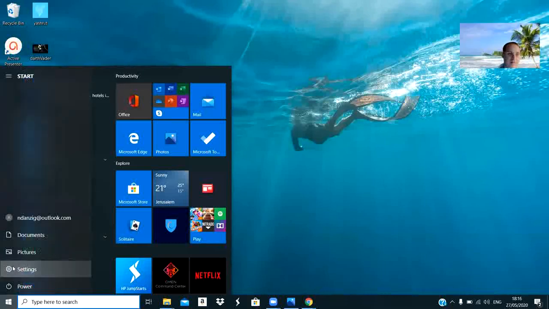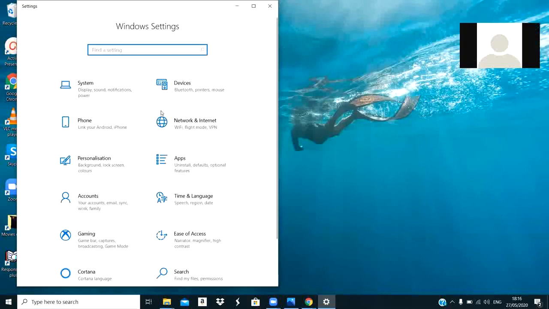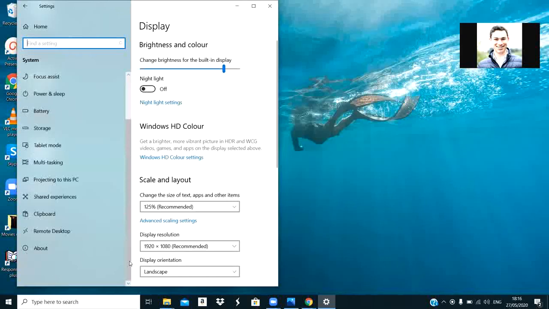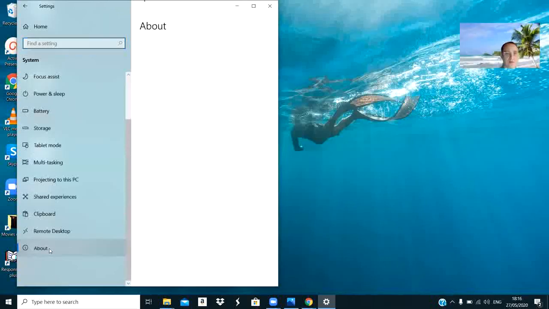It's called About PC, I think. Then you go to system. No, just type in About PC in the search in the start menu. Then all the way down is About, and more. The last one, you have to scroll down more. About.